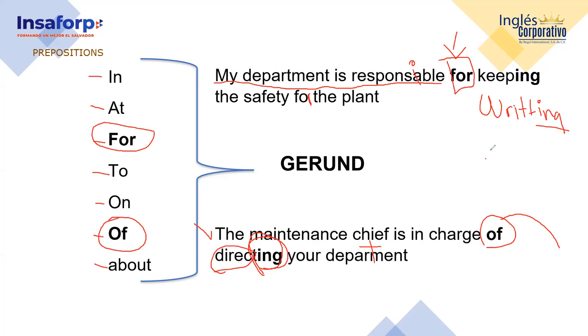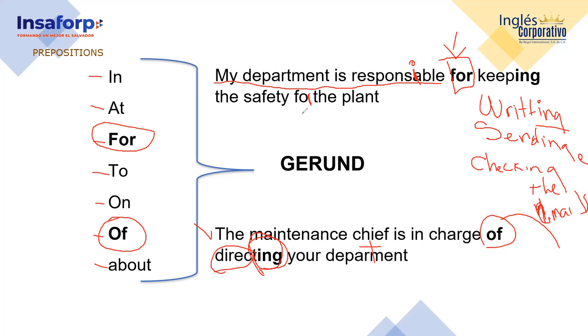My department is responsible for sending emails. Okay, very good. Sending emails. Another one. Checking. Is responsible for checking the Gmail. Can you repeat, please? My department is responsible for checking the Gmail. Ah, okay. For checking. The Gmail or the mails, right? The emails. All the emails.